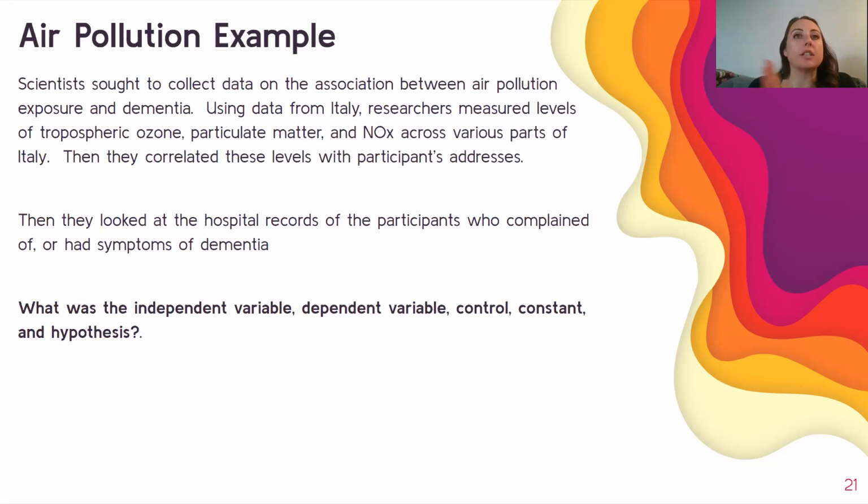Then they looked at various hospital records of the participants who complained of or had symptoms of dementia. Remember that dementia is kind of like Alzheimer's, which is a type of dementia where you're losing your memory. I want to know what's the independent variable, the dependent variable, control, constants, and a hypothesis. So at this point, I'm going to ask you to pause your video and record your answers in your viewing guide. When you're ready for me to go over the answers, you'll just hit play.